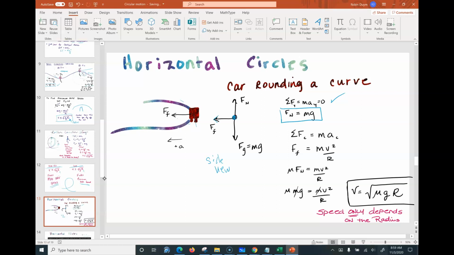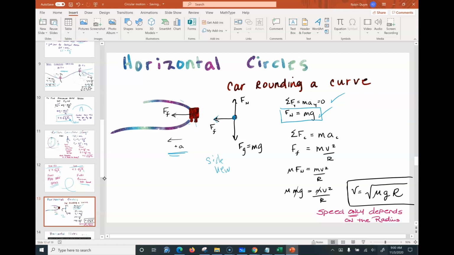In our horizontal, we're going to do our F_C equals m a_C. So it's our force of friction. Again, our acceleration is towards the center of the circle. That means anything pointed towards the center of the circle is going to be positive. So we have our force of friction is equal to mv squared over r. What's force of friction? It's mu F_n. But then again, what's our F_n equal to in this case? We're going to go mu mg equals mv squared over r.